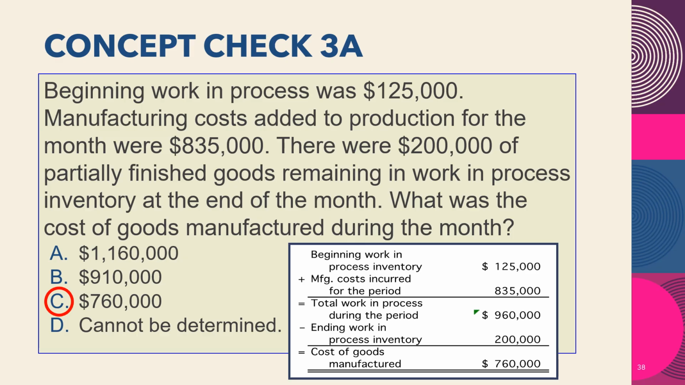The answer is C, $760,000. You take beginning work in process inventory plus manufacturing costs incurred for the period. That will be equal to total work in process during the period minus ending work in process inventory, then you will get cost of goods manufactured.